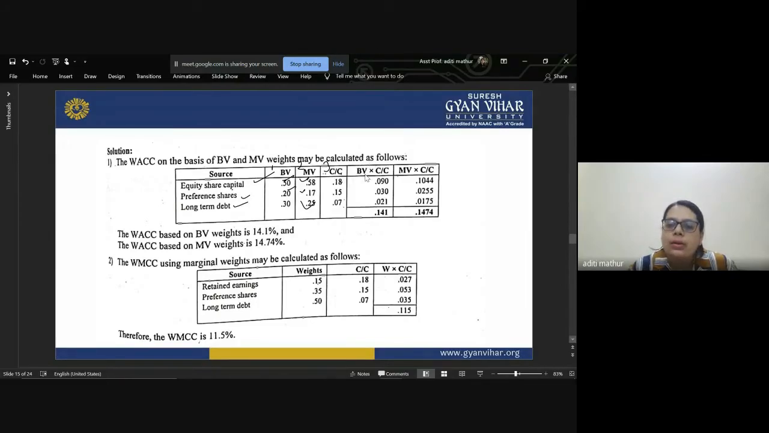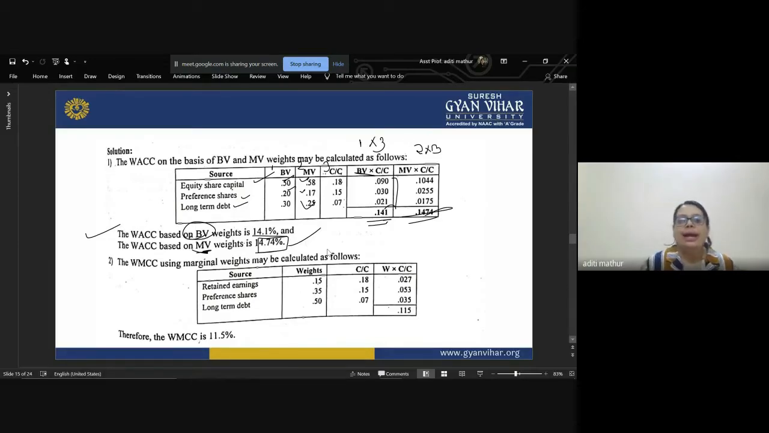This column represents the multiplication of 1 and 3, and this column signifies the multiplication of 2 and 3, right? When we multiply the respective cost with their book weights or market weights and then add them all together, we get our overall cost of capital. So the WACC on the basis of book value is 14.1%, and for the market value weights, it is 14.74%. This is the simplest and easiest part of the question.